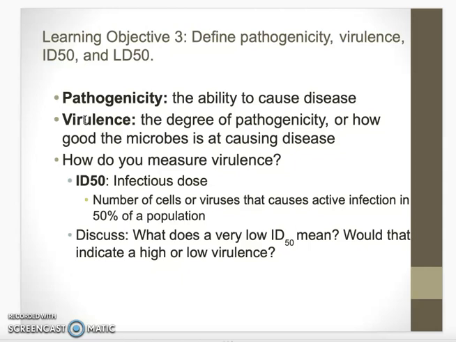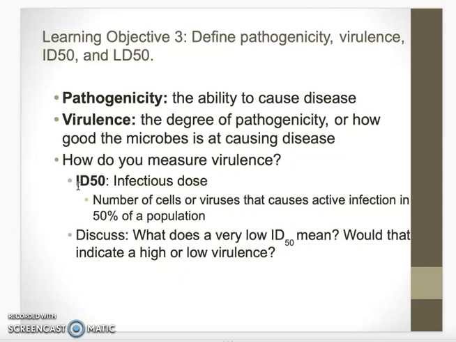So how do we measure that? Can we say how much higher or lower with numbers? Yes. There's two ways we measure that. One is the ID50. ID stands for infectious dose, and 50 stands for 50%. So what this means is the number of cells or viruses or endospores that cause active infection, so causing disease, in 50% of the population. So we're getting kind of an average response of a population, whatever group we're studying. These could be lab animals, these could be people if we're describing the spread of disease.